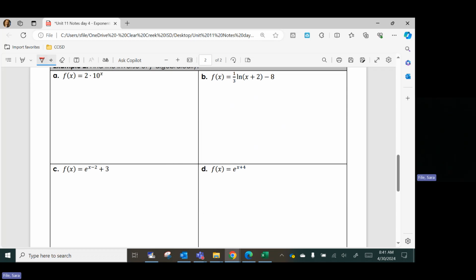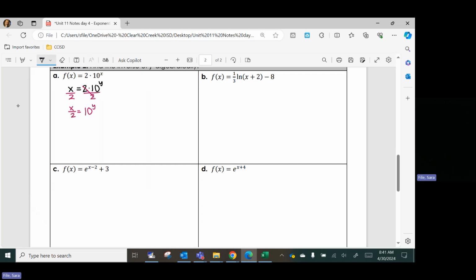All right, so like I said on the front, I like to combine step 1 and 2, replacing f of x with y and switching x and y. So I'm going to bring that x over here, and that's going to become the y. Now, to solve for y, I first have to isolate the exponential term. So I need to get rid of that times 2. So I'm going to divide it out because that's the opposite operation. Now I've isolated the exponential term.